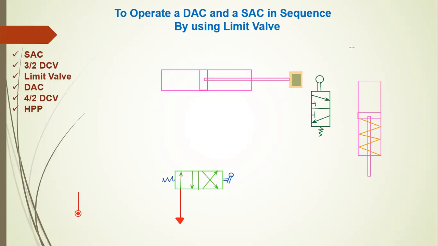This is the number of components required to draw the operation of a DAC and a SAC in sequence. We have to start connecting all the hydraulic components with hydraulic lines. First you have to start drawing from the hydraulic power pack. The first connection is the double acting cylinder to the 4x2 DCV, meaning this line we have to attach from the double acting cylinder to the direction control valve in the first position.